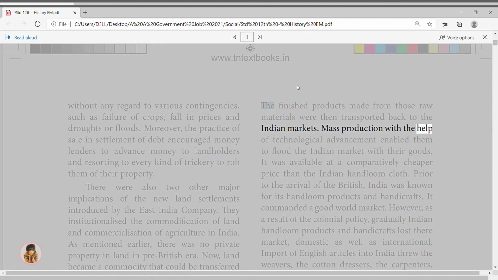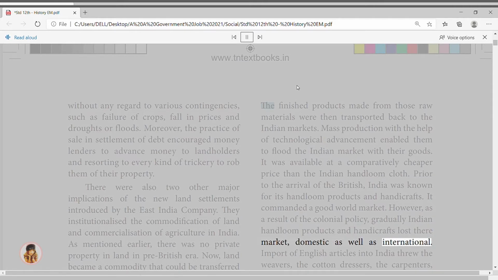Mass production with the help of technological advancement enabled them to flood the Indian market with their goods. It was available at a comparatively cheaper price than the Indian handloom cloth. Prior to the arrival of the British, India was known for its handloom products and handicrafts. It commanded a good world market. However, as a result of the colonial policy, gradually Indian handloom products and handicrafts lost their market, domestic as well as international.